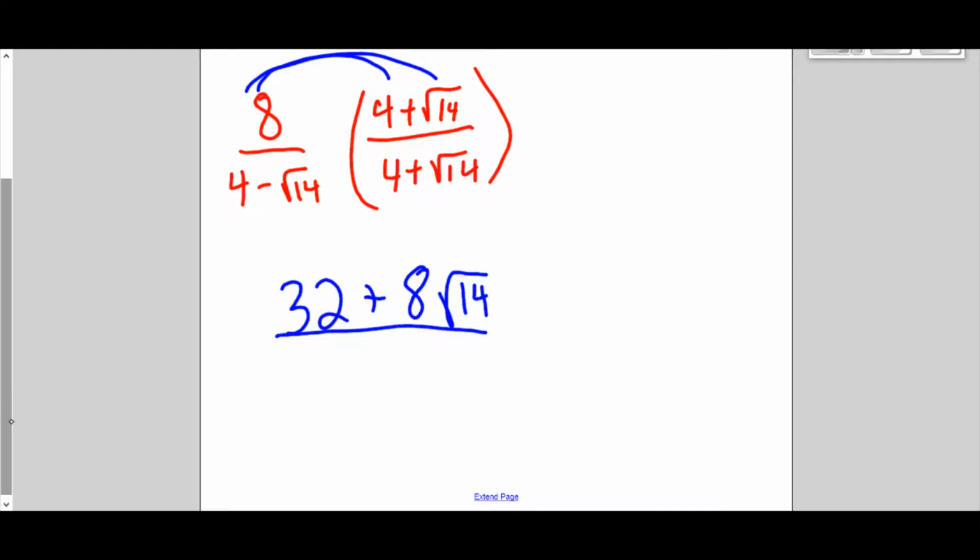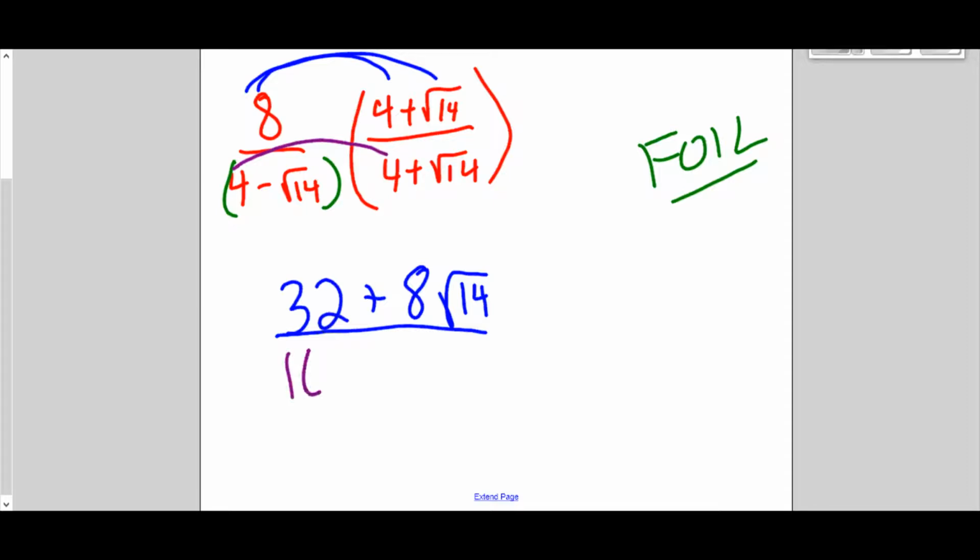And then in the bottom, you're multiplying two binomials here. Remember, we're going to use FOIL for this. For FOIL, first, outer: 4 times 4, which is 16. Inner: 4 times the square root of 14. Well, this 4 is on the outside, so it's going to stay outside. So I'm going to put plus 4 square root of 14.